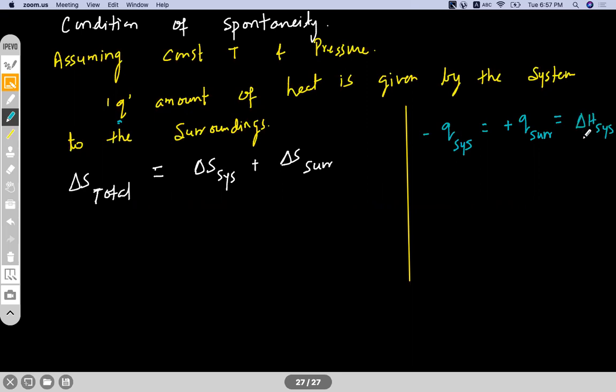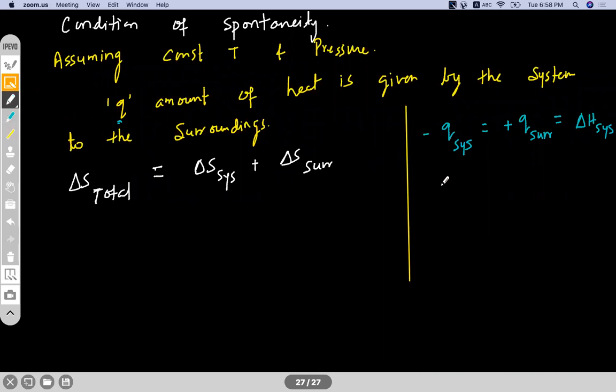Can we write this? Is this expression clear? Yes, guys, respond quickly. Whatever heat is given by the system, minus Q of system, the surroundings will take an equal amount of heat, so plus Q for the surroundings. And since we have constant pressure, the heat exchange of the system is nothing but the enthalpy change of the system, because enthalpy is the heat content of the system at constant pressure.